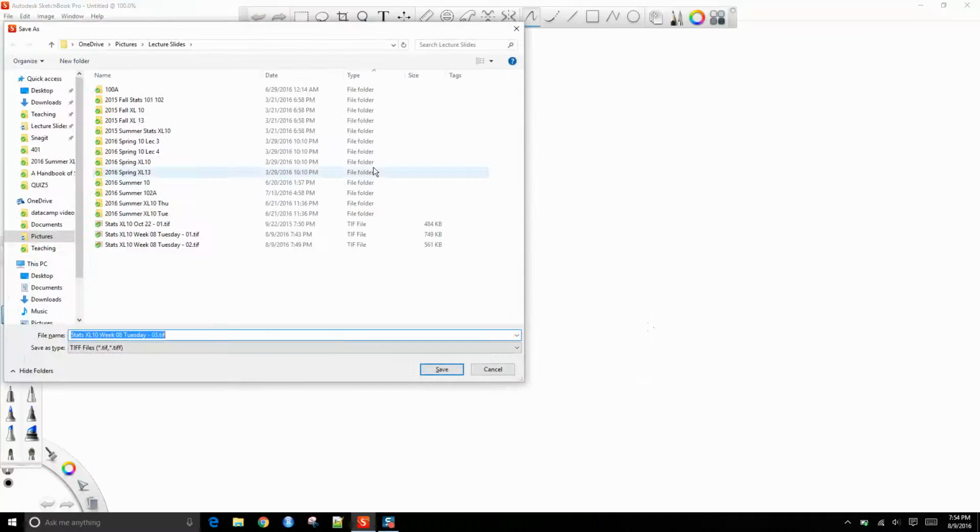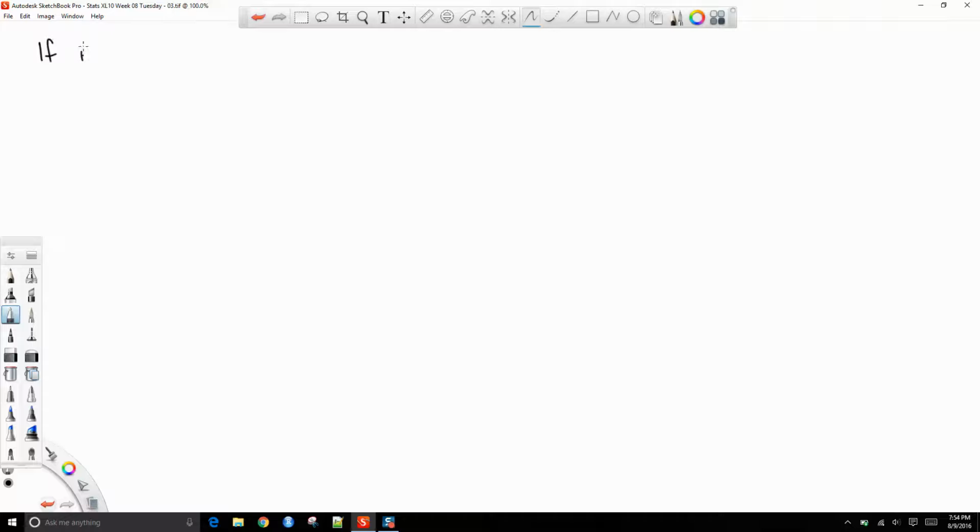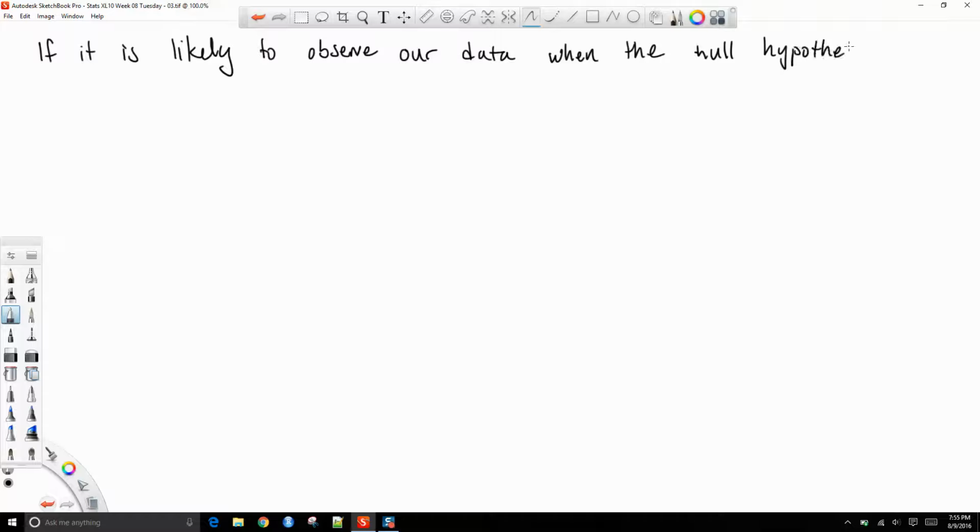So I'll write that up on the next screen. If it is likely to observe our data when the null hypothesis is true, then our data does not cast doubt on the belief, or I'll say on the null hypothesis, which is our belief.